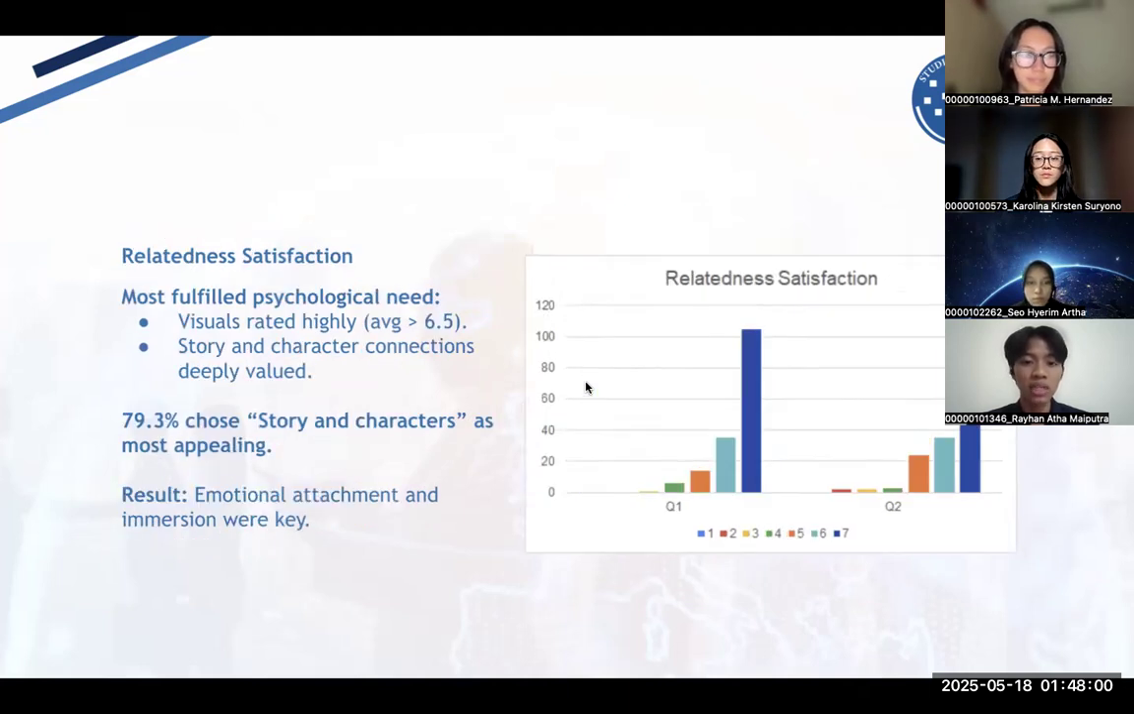Then we have relatedness satisfaction. Relatedness was the most fulfilled need overall, with scores above 6.5, and 79.3% of players selected story and characters as the most appealing aspect. This highlights how emotional attachment and immersion through characters' interaction were essential for engagement.